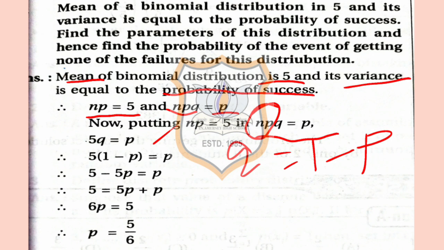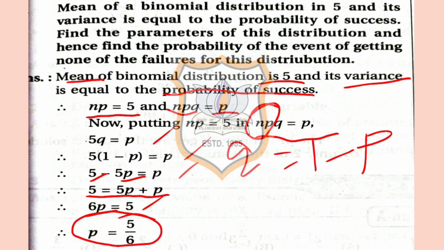So let us substitute. We will have the equation now. 5 is equal to 5 into Q, where Q is 1 minus P. So 5 into 1 minus P, and that is P. Now open the bracket. So you will have 5 minus 5P, and that is equal to P. Take 5P on the right hand side. So you will have 5 is equal to 5P plus P. 5P plus P is 6P, and that is equal to 5. So the value of P will be 5 by 6.